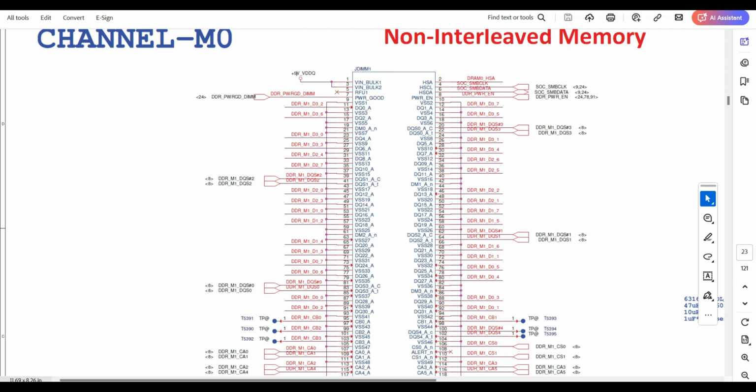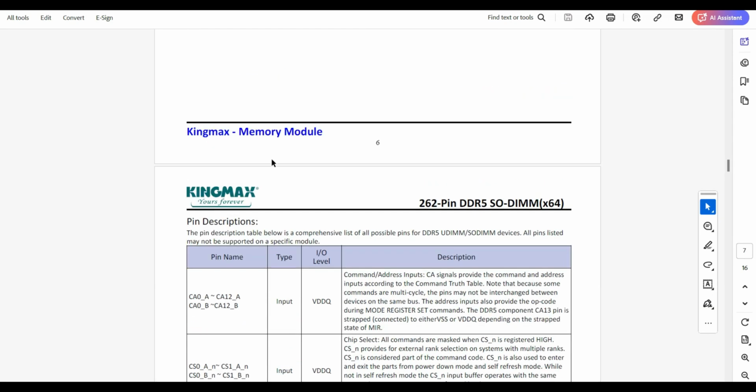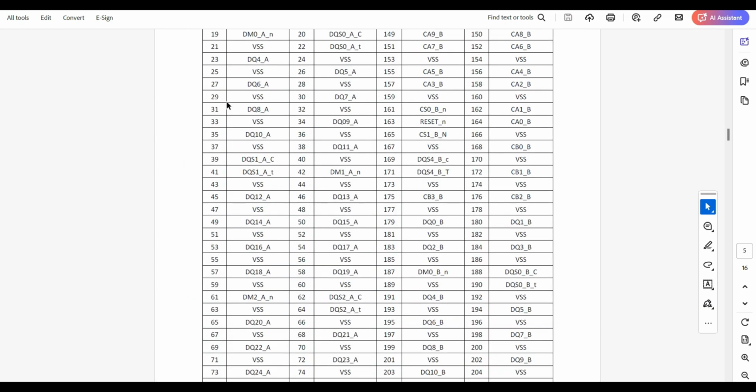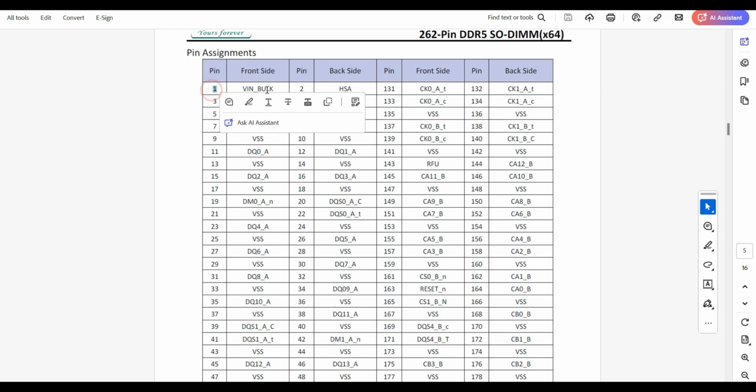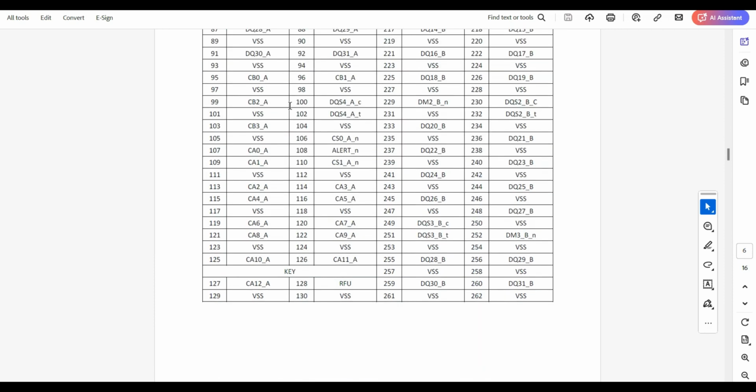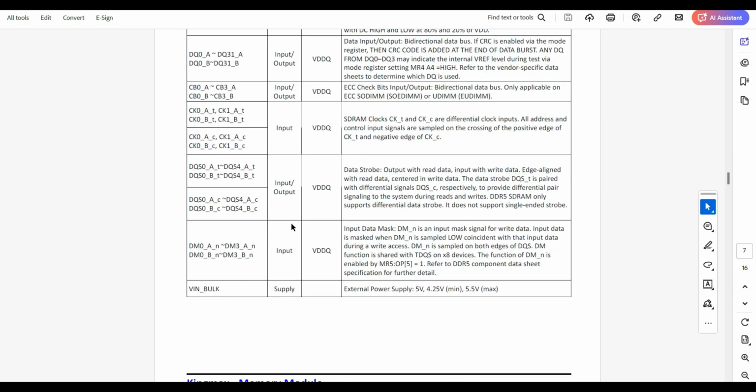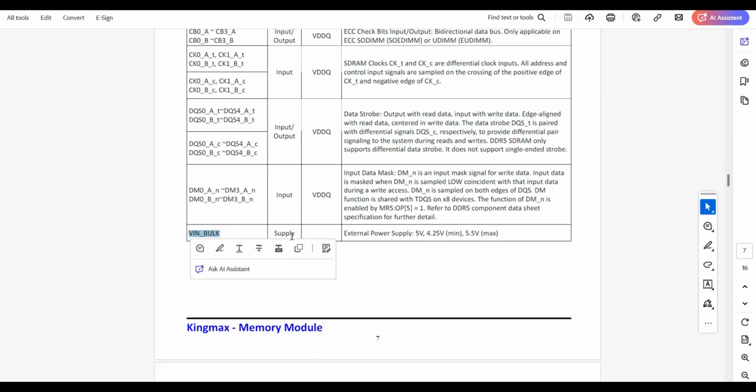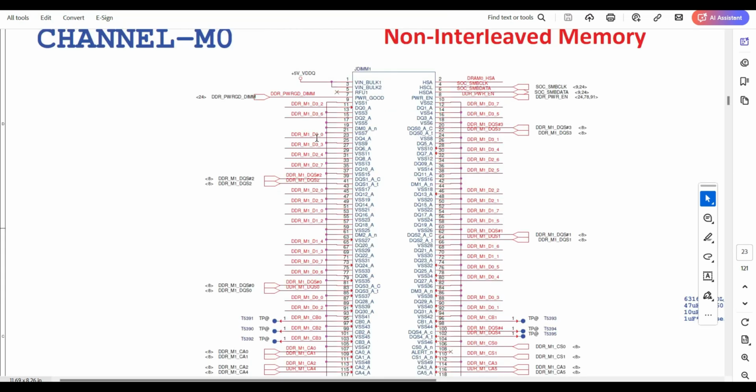So here is the main pin configuration of this DDR5. Here is the SODIMM. It has VIN bulk 1 and 3. So what is that VIN bulk? That is the supply voltage. VIN bulk is the main supply voltage, the external power supply. It has 5 volts, minimum is 4.25 volts and maximum is 5.5 volts. Now you come to know, right? So the SODIMM has only a 5 volts supply.